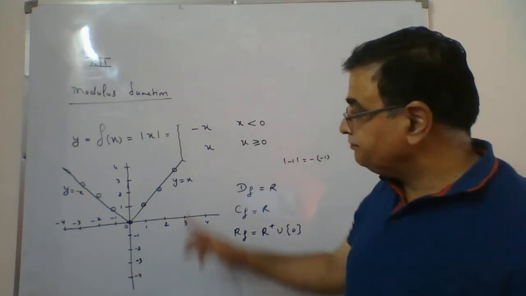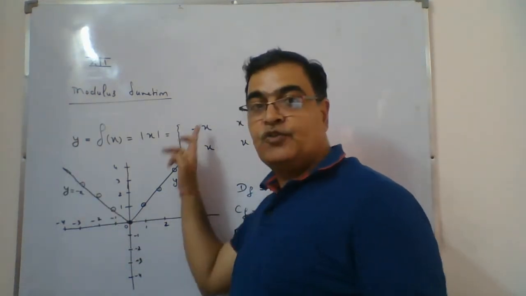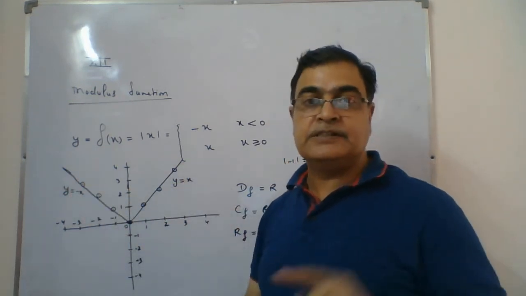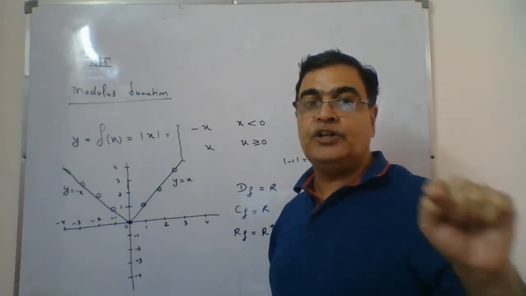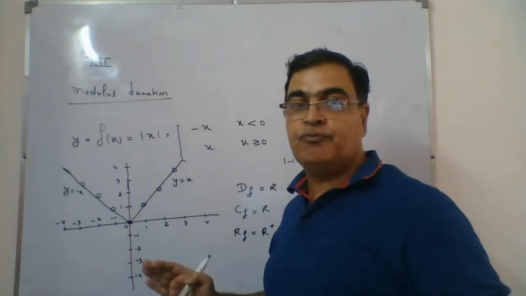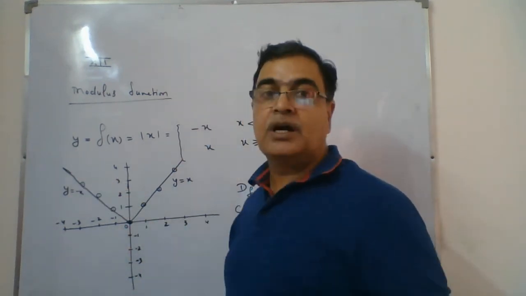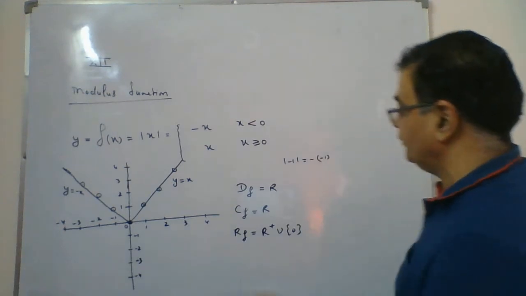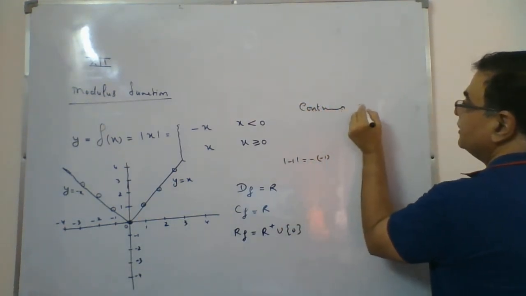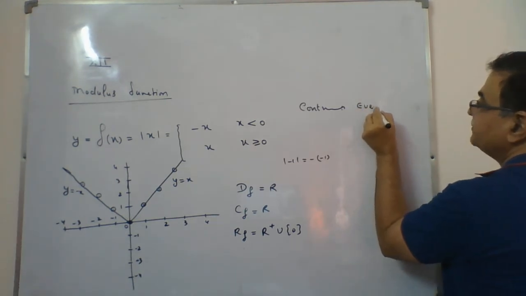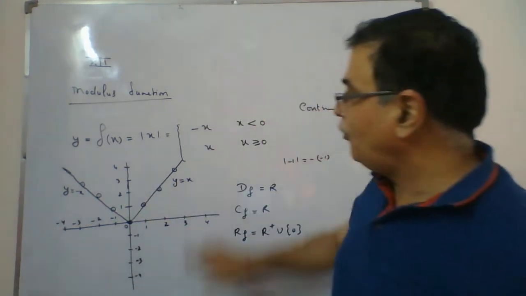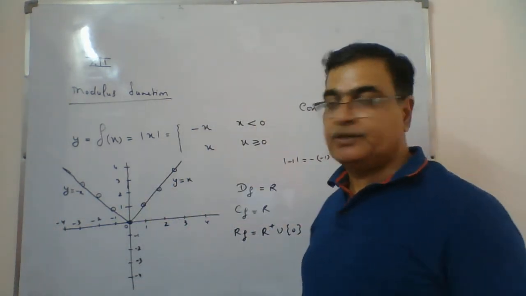Third condition: this curve we can plot. It's a V-shaped curve, and this curve is going to be plotted without lifting your pen or pencil. So we will say this will be the curve; we will have a V shape. So this curve will be a continuous curve. Everywhere it will be continuous. Continuous everywhere means it should be continuous for all the real numbers. That you should keep in mind.